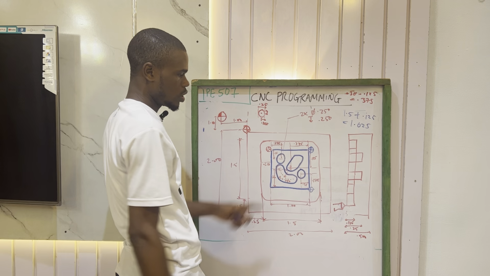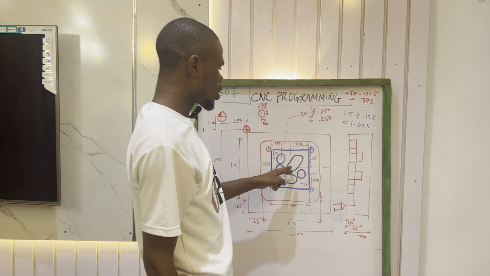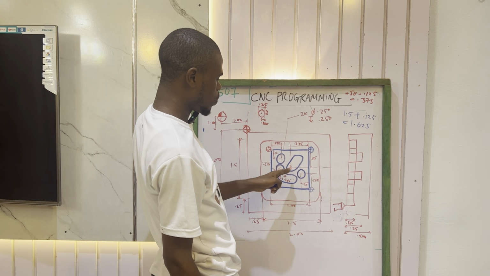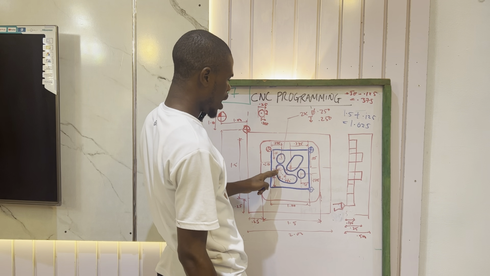So we want to do this slot. To drill this slot, we have to start from this point. You know, they gave us some reference points. They gave us A, give us B. I think this place is C.